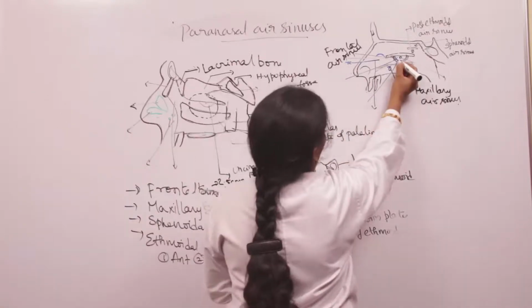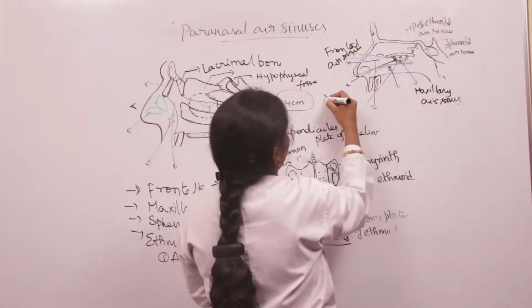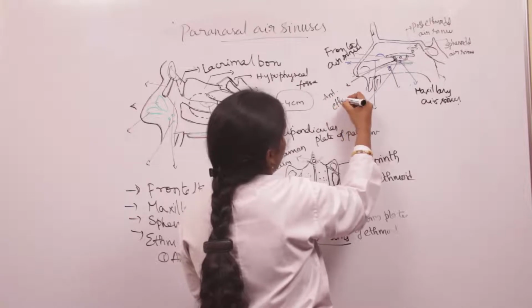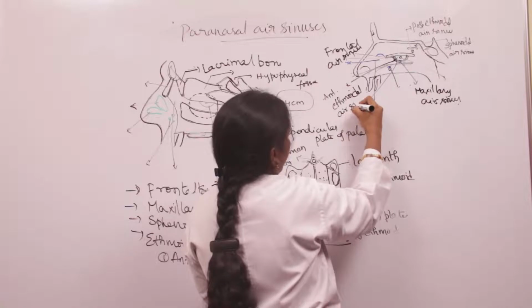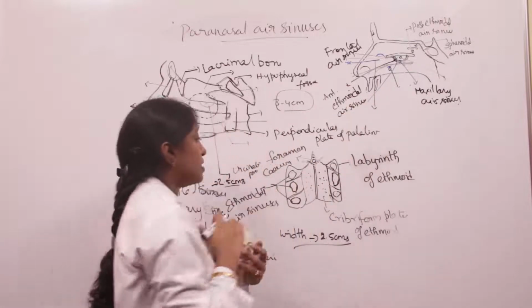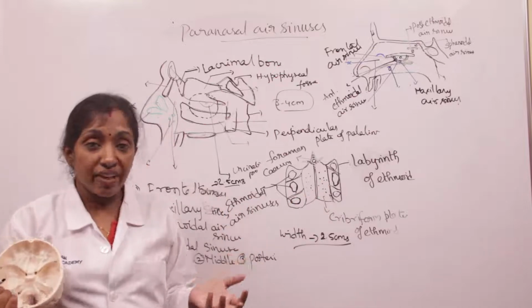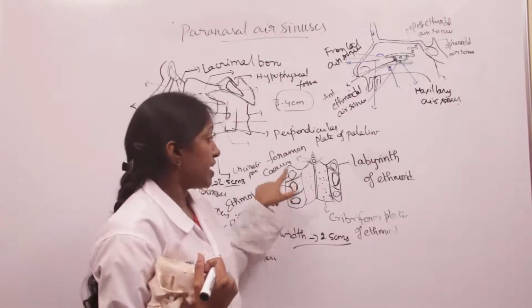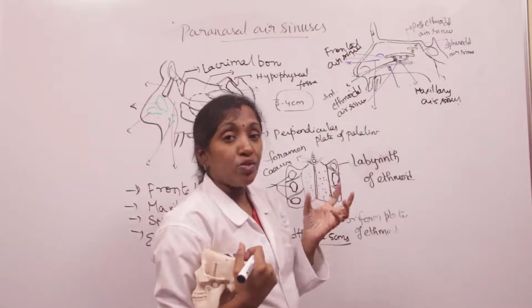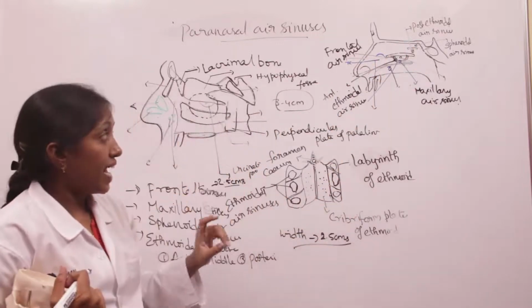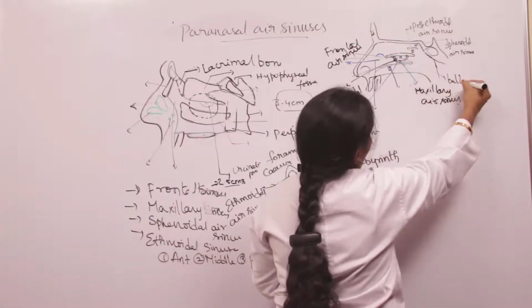So this is the opening of the anterior ethmoidal air sinus, which opens into the middle meatus of the nose. Then the middle ethmoidal air sinuses consist of 1 to 7 air cells. They also open into the middle meatus of the nose, and they produce a bony bulging, which we call the bulla ethmoidalis.